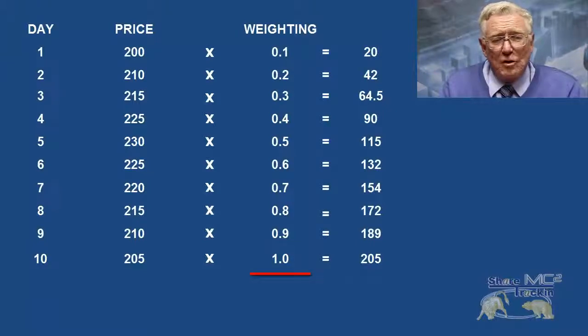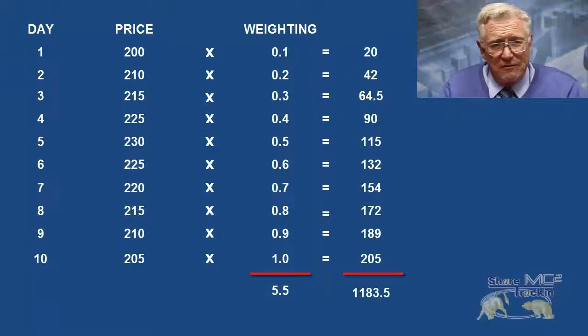Now I add up all those weightings, and that gives me 5.5. And I add up all the weighted prices, and I get 1183.5.